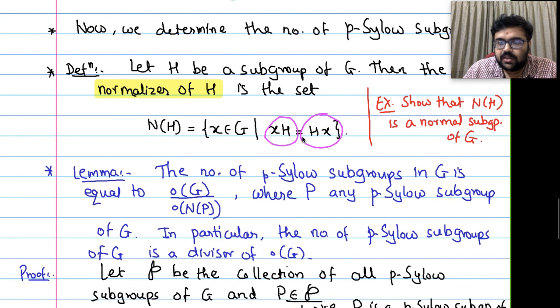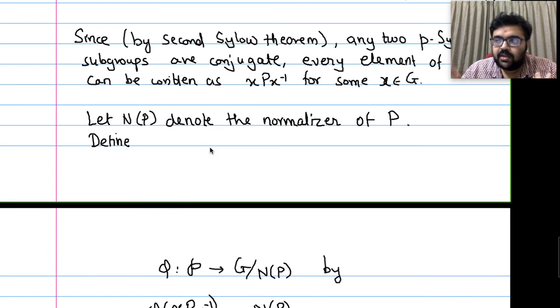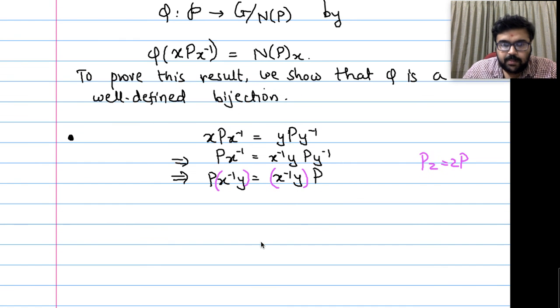xh equals hx. Then we can say that x belongs to the normalizer of H, by definition of normalizer. If xa equals ax, then x belongs to N(A). So here pz, this is my z, pz equals zp. So I can say that that element belongs to the normalizer. So this implies x inverse y belongs to N(P).